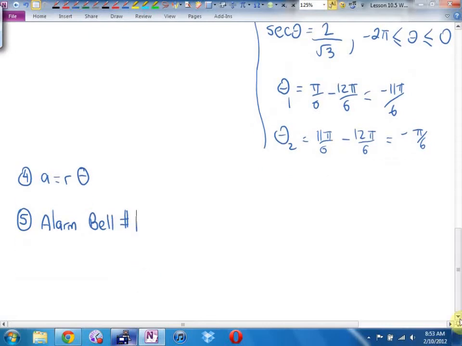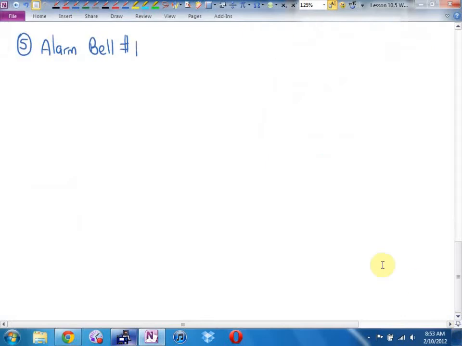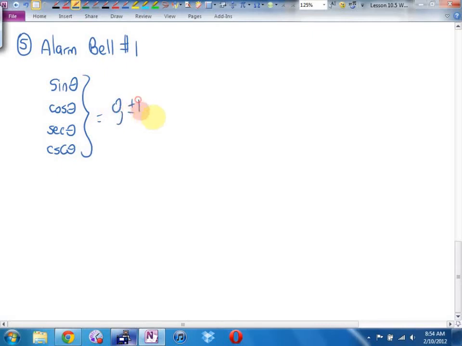Alarm bell number one. There were actually two little alarm bells in this unit. Prepare yourself, Emily. Alarm bell one was when you had sine theta, cosine theta, secant theta, cosecant theta equals zeros, plus or minus ones, or undefined. Whoops. Clean it later.